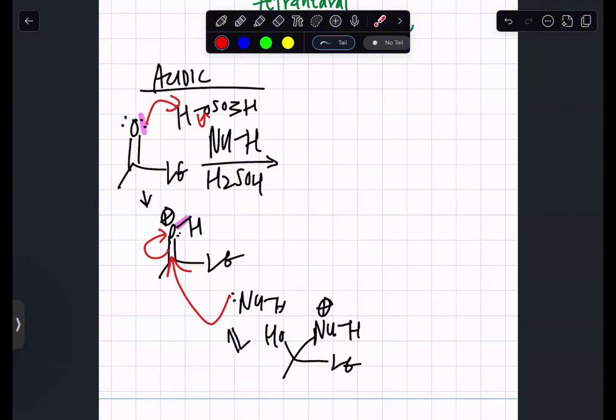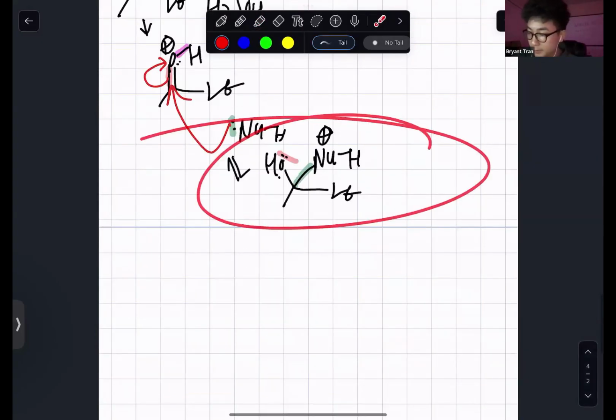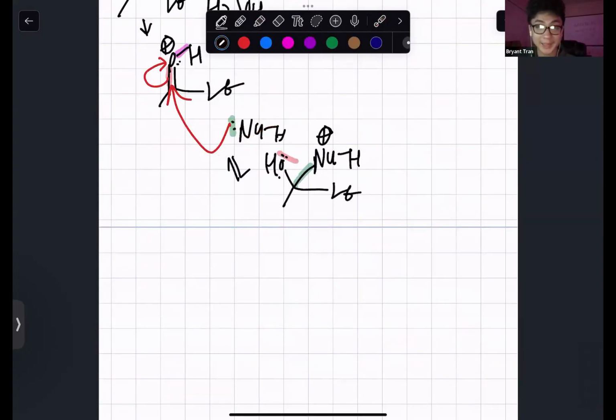And then when that happens, this right here is the new bond, which came from the pair of electrons on the nucleophile, which is right there. And then this bond right here neutralizes the positively charged oxygen, because you see how this oxygen is now neutral. It's now neutral because it gained a pair of electrons, which is going to come from this bond right there, like that.